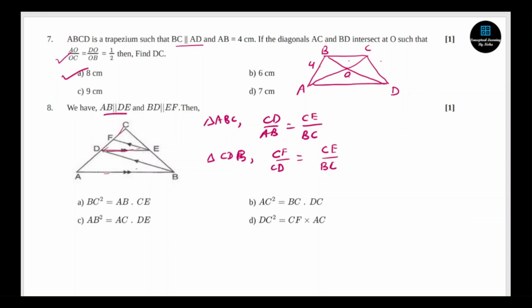Okay. So from results 1 and 2, what can we say? CD to AB equals CF to CD, correct? So that means CD square, or DC square, since it is given in terms of DC square. So DC square equals AB into CF. Sorry, this is AC, so this is AC into CF. So the fourth option is the correct option, right?